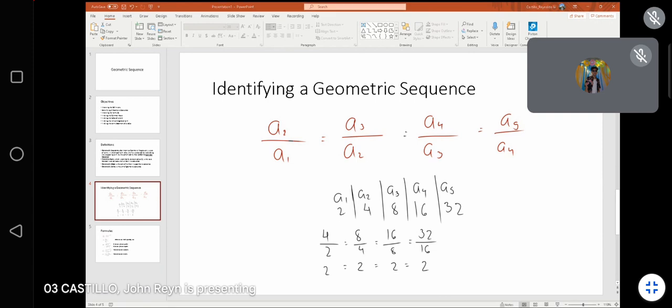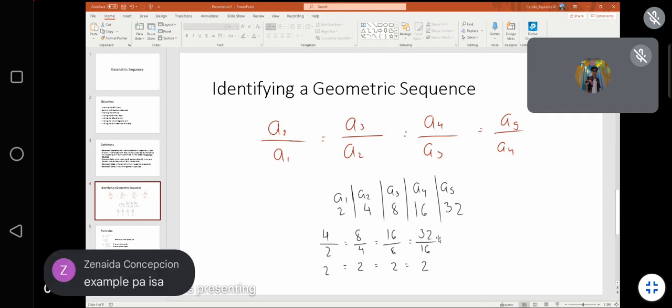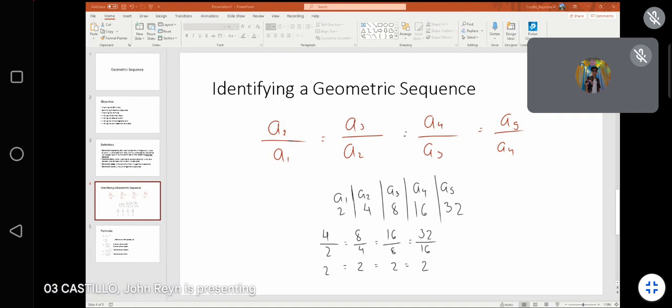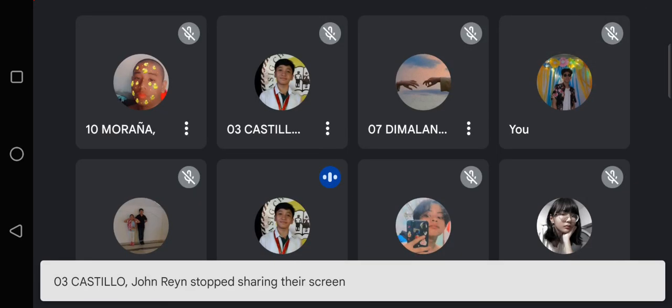Any questions so far on identifying a geometric sequence? Madali, it's easy naman po. We're just going to divide a term by its previous term. And if all of them have the same ratio, then it's a geometric sequence. Example pa isa, okay. Wait lang, stop sharing ko lang po.